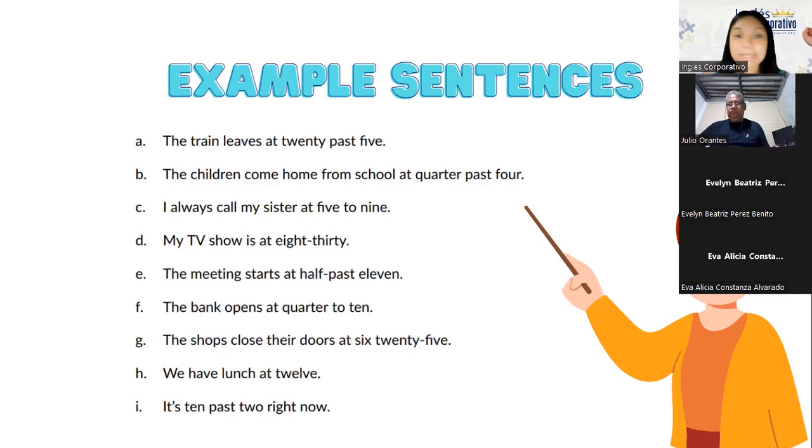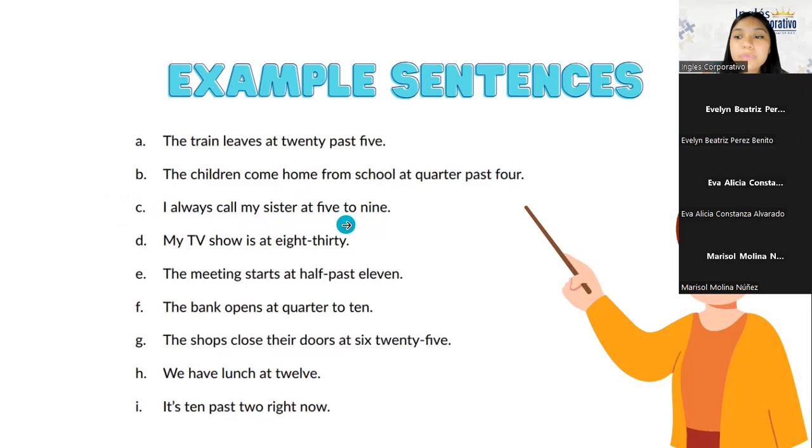Excellent. But letter C. I always call my sister at 5 to 9. Mire, ya aquí ya no es past. Aquí es at 5 to 9. ¿Qué significa el to? 5 a las 9.